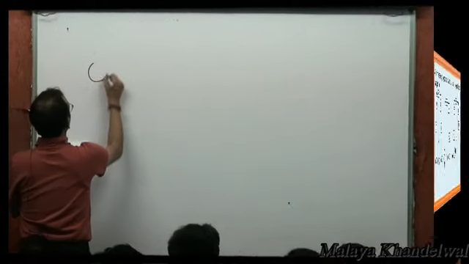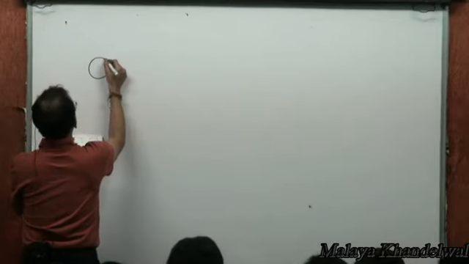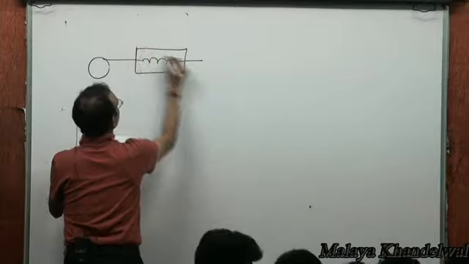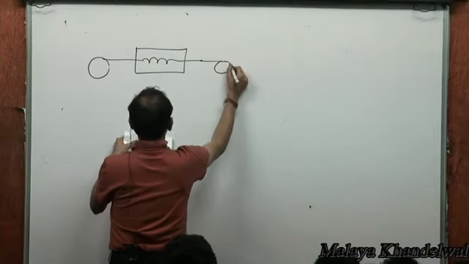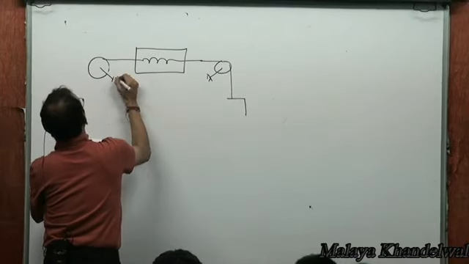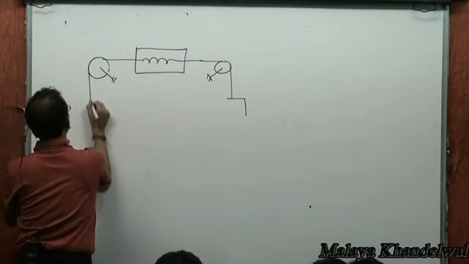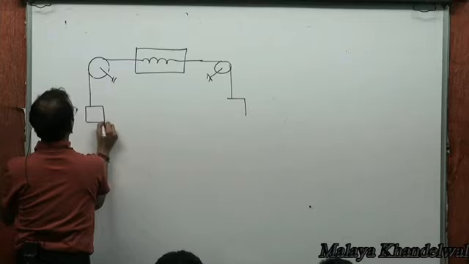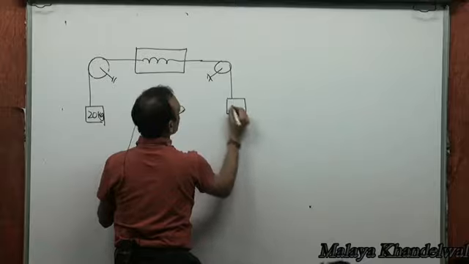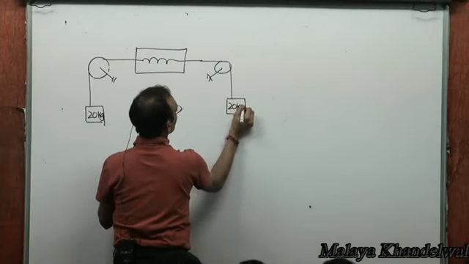So now there is a spring balance here. Two fixed pulleys. A 20 kg block here and a 20 kg block here, right?